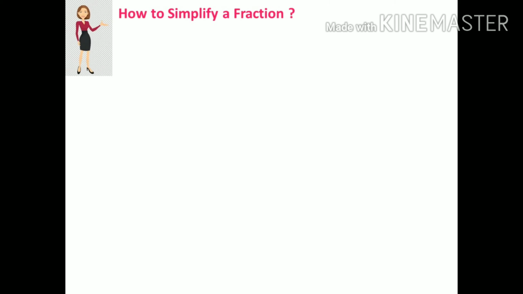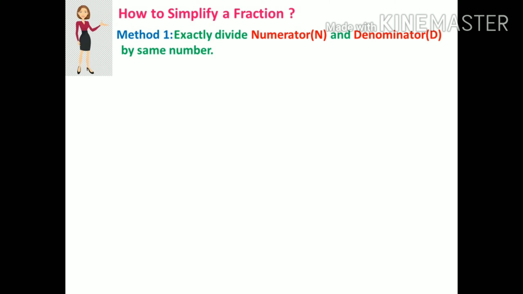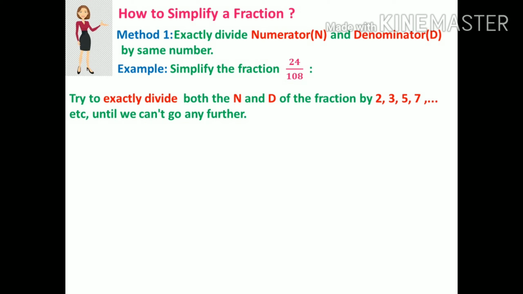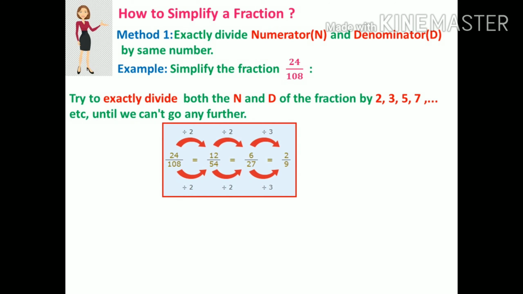Let's see how to simplify a fraction. Exactly divide numerator and denominator by the same number. For example, to simplify the fraction 24 upon 108, we just try to exactly divide both the numerator and the denominator of the fraction by 2, 3, 5, 7 and so on until we can't go any further, which means we get the simplest form of the fraction.